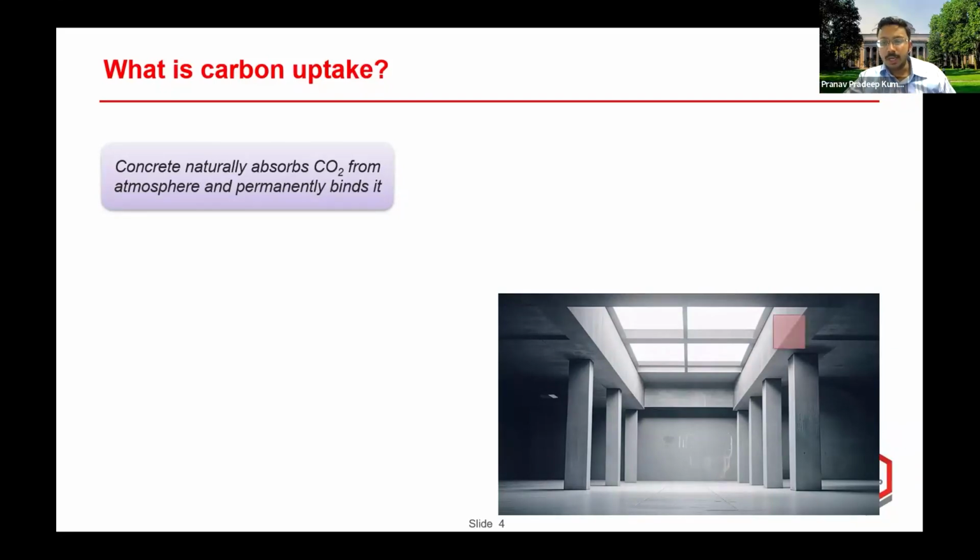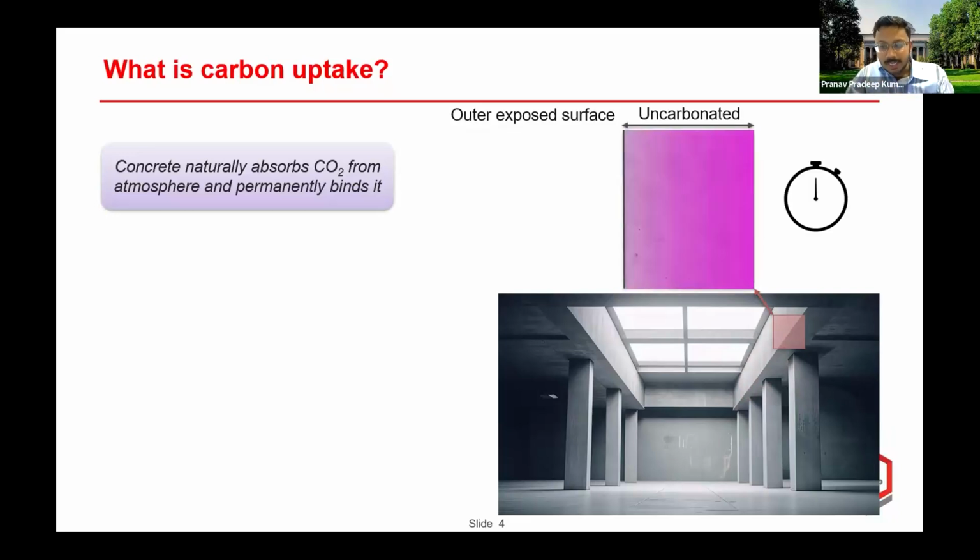So for example, let's consider a small cross-section of a concrete element as shown here. Since this is a cross-sectional view, this face here represents the outer surface of the element which is exposed to the atmosphere. And this element is not carbonated when it is just built. However, the carbon dioxide present in the surrounding atmosphere slowly diffuses into the concrete, and there is a chemical reaction by which the calcium hydroxide inside the concrete is converted into calcium carbonate, and thus the CO2 is permanently sequestered into the concrete element.